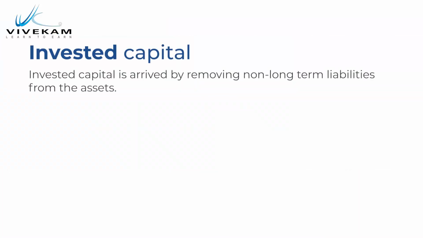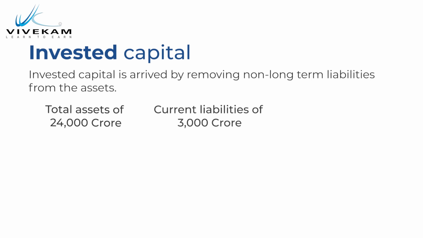If some of us would like to know how a firm is utilizing its capital, we should look at the invested capital turnover. This invested capital is arrived by removing the non-long-term liabilities from the assets. So we arrive at total assets of 24,000 crores minus 3,000 crores of current liabilities, which give us 21,000 crores.